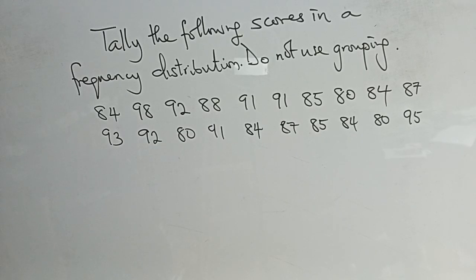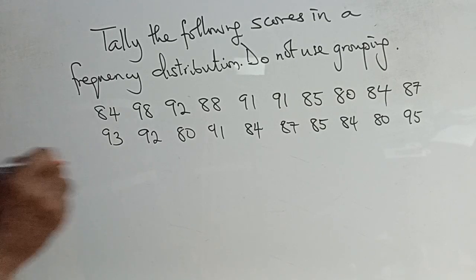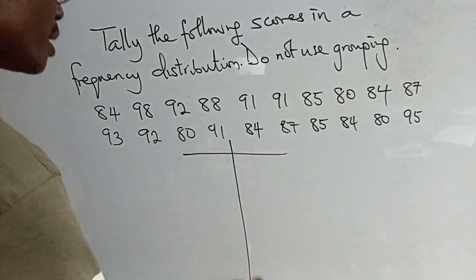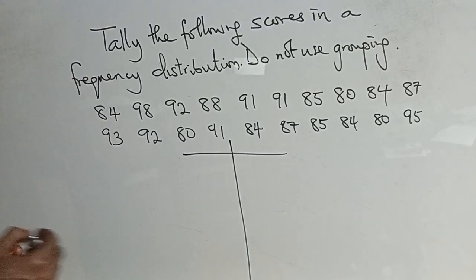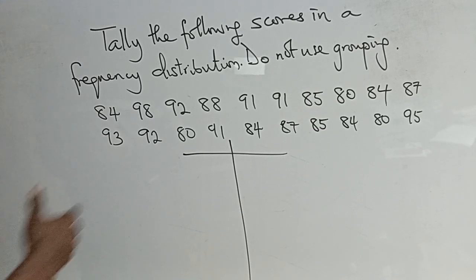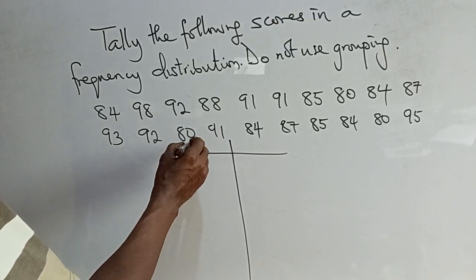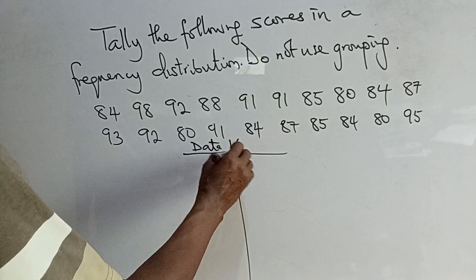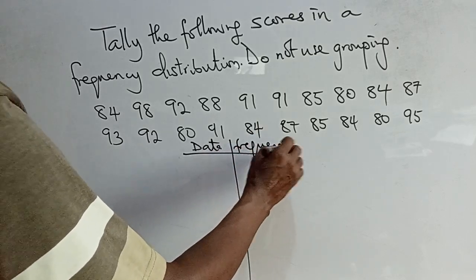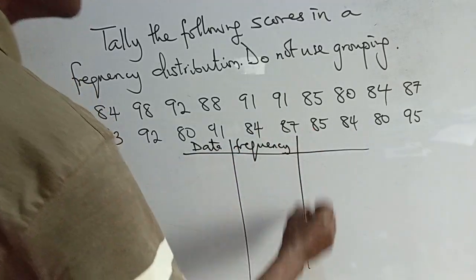So in this case now, we want to look at how we can tally this data. Let's start with this. Let's draw our table this way. We have how many items of data here? We have 20. In this table, this is the value data, this is the frequency column, and the last one is tally.